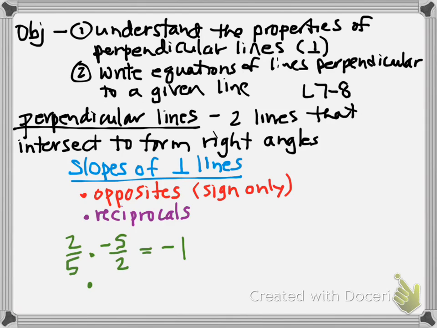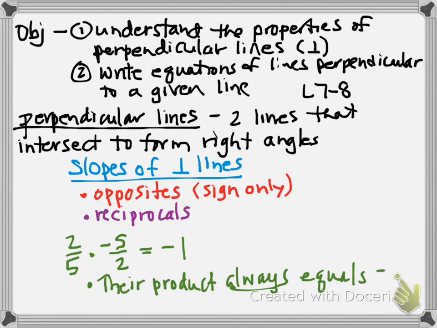They're opposites, they're reciprocals, and their product always equals -1. So that's a good test. Sometimes people get a little bit confused about reciprocals. If you can multiply the two slopes and get -1, then yes, you have perpendicular lines.